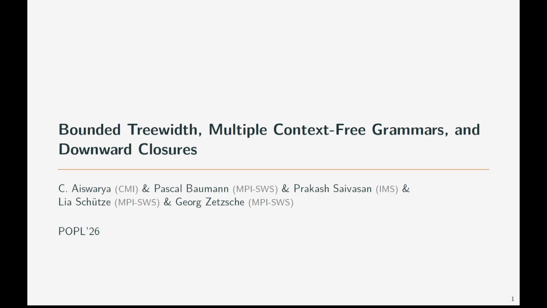Hi everyone. Thanks for coming, and sorry that I couldn't be there in person. As I said, I'm going to talk about bounded Treewidth systems, about multiple context-free grammars, and how to compute downward closures for these systems. This is joint work with Aiswarya, with Pascal Baumann, with Prakash Saivasan, and Georg Zetzsche.